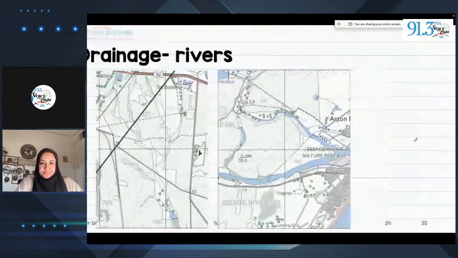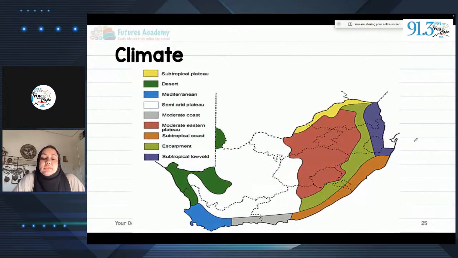Sorry about that. Now, in order to understand a topographical map, you have to understand the regions, and in terms of the regions, the climate of that particular area. So just very briefly, I'm going to touch on this. If you're a life science student, this will be very easy for you to understand because you do this section in life sciences. But if you are not, it's quite easy to understand.